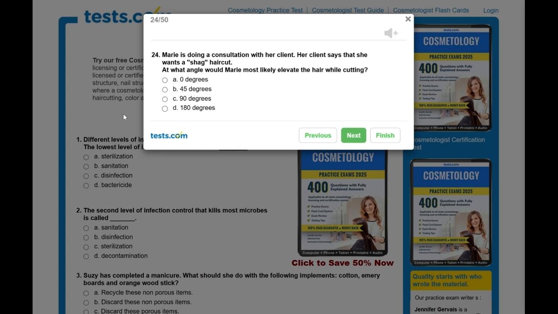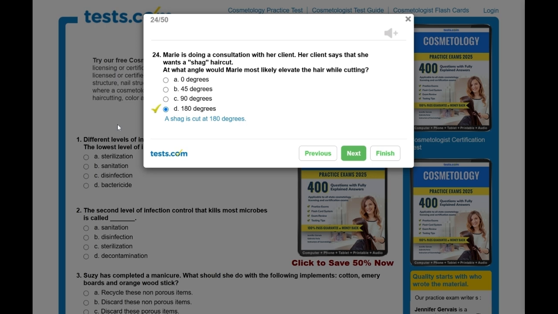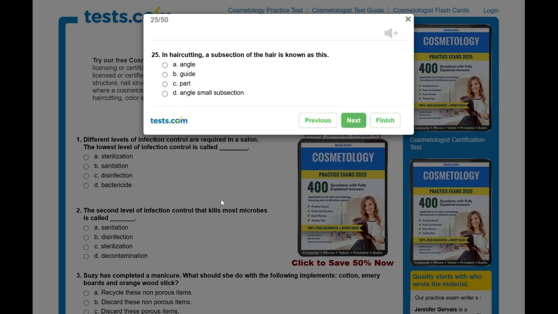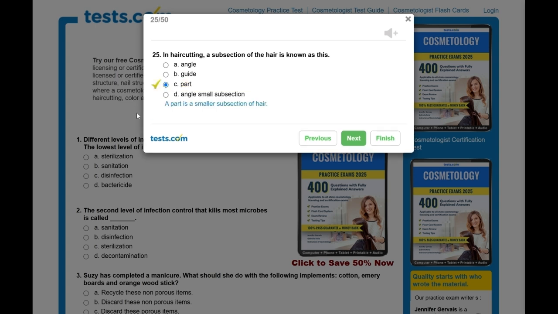Question 24. Marie is doing a consultation with her client. Her client says that she wants a shag haircut. At what angle would Marie most likely elevate the hair while cutting? A. 0 degrees. B. 45 degrees. C. 90 degrees. D. 180 degrees. D. 180 degrees. A shag cut is at 180 degrees. Question 25. In haircutting, a subsection of the hair is known as this. A. Angle. B. Guide. C. Part. D. Angle small subsection. C. Part. A part is a smaller subsection of hair.